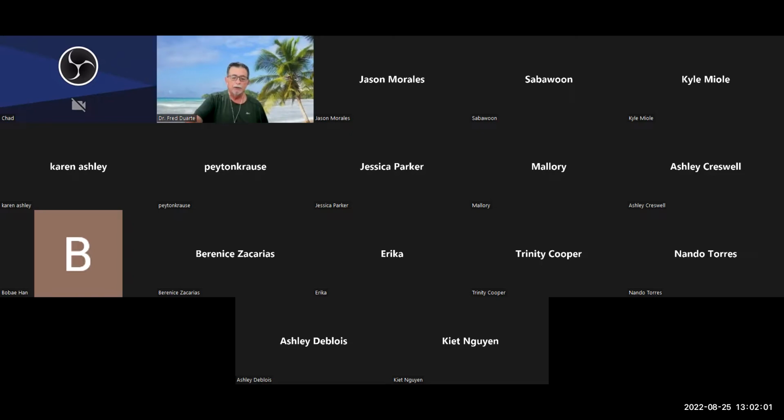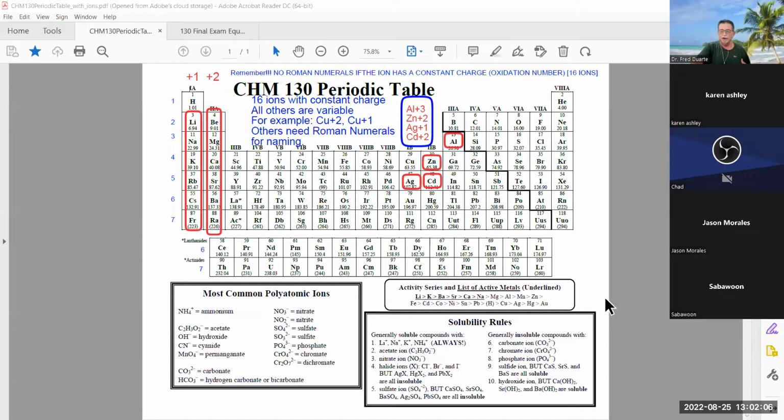All right. Now, I want to quickly just show you the two files that you really need to download and have to use. One is the periodic table. Now, this one's marked up. You can do the same when the time comes and we talk about it. It's marked up with a lot of information. But this particular table shows the periodic table.